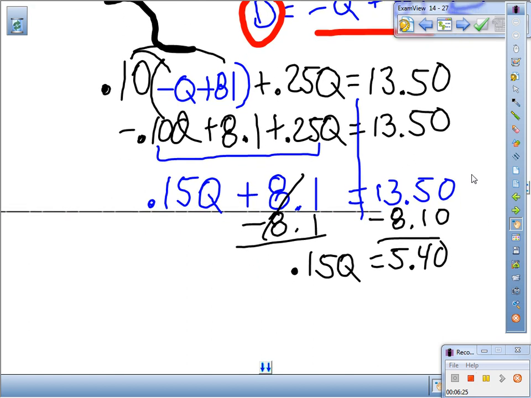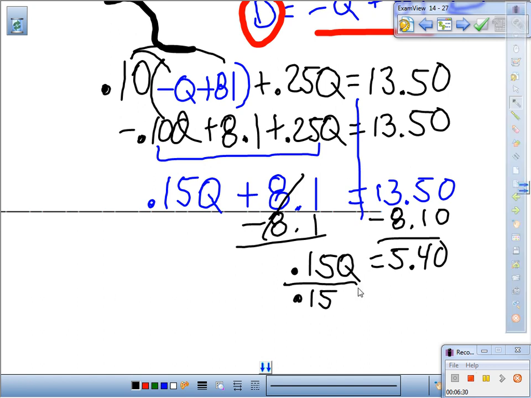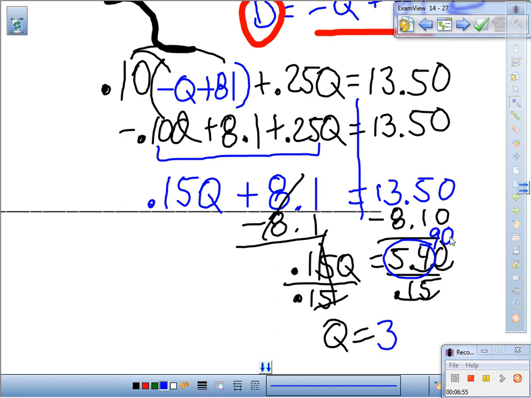What do we do at the end? Divide by 0.15. Q equals, we move this twice, so we end up with what? 540 divided by 15. So let's see. How many times does 15 fit into 54? 3. That's 45 to 54. That's 9. Bring the 0 up. How many times does 15 fit into 90? 6 times. Or you can do the long division. That's fine.